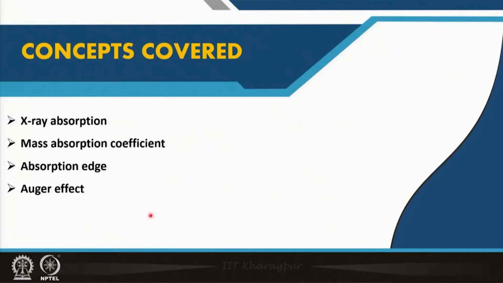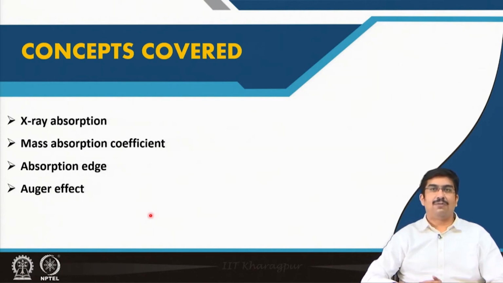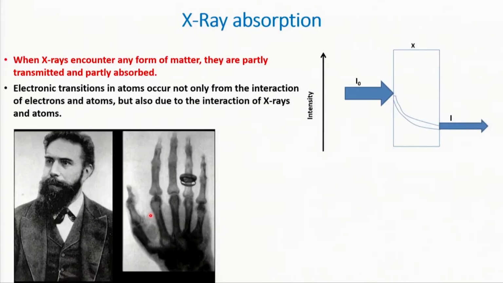We are in lecture 5, and today we are going to cover a few issues: X-ray absorption, mass absorption coefficient, absorption edge, and Auger effect. We have already discussed the Auger effect during our lectures on SEM, but again we will discuss it a little bit in terms of X-ray signals. So, this we discussed in the last class.